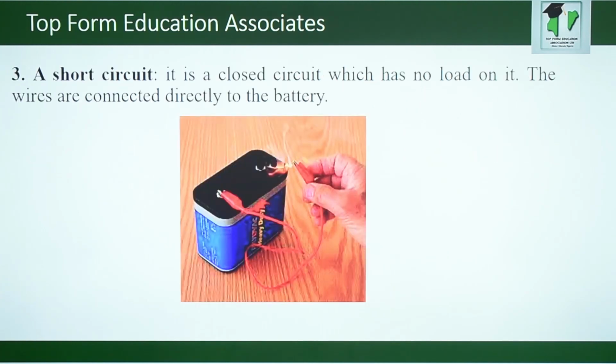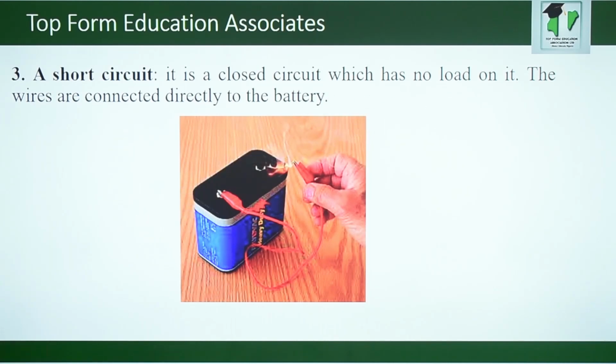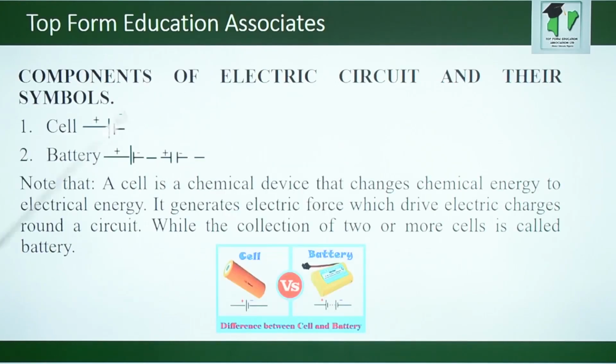Open. Now the next one is a short circuit. It is a closed circuit which has no load on it. Closed, there is no gap, but there is no load, there is no bulb attached to it. Is that okay? The wires are connected directly to the battery. You can see the terminals of the wire connected straight to the battery. Can you see it? So there is no loads there. It's a closed circuit, quite alright, but short in the sense that there is no loads attached to it.